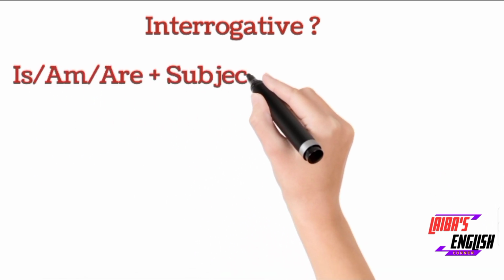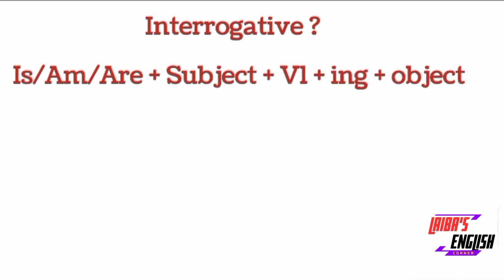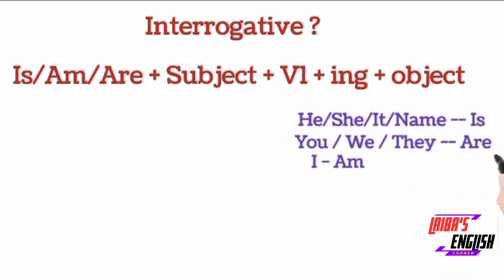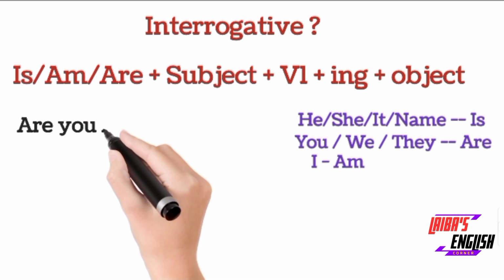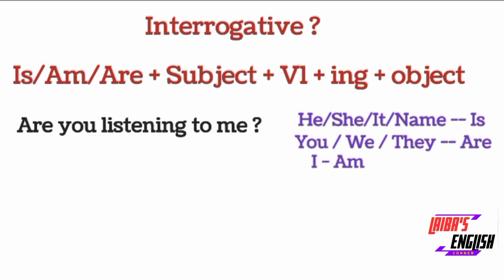So the structure will be, we will put helping verb in the start of the sentence. The helping verb is am, is, are plus subject plus verb first form plus ing plus object. Not will only be used in negative sentences, not in affirmative or interrogative sentences. We will see the rules and we will make our sentences. First sentence is, are you listening to me? Question mark. Without question mark, the sentence will be incomplete.